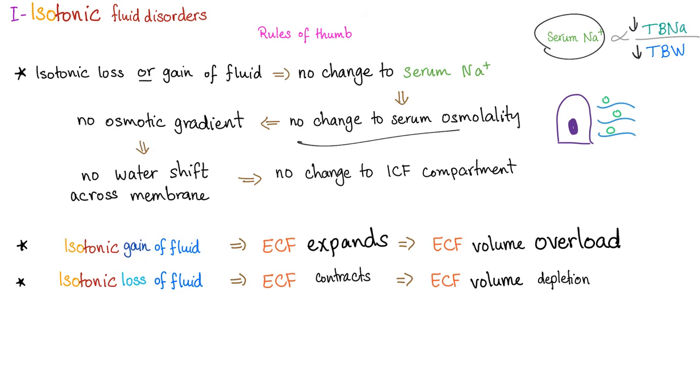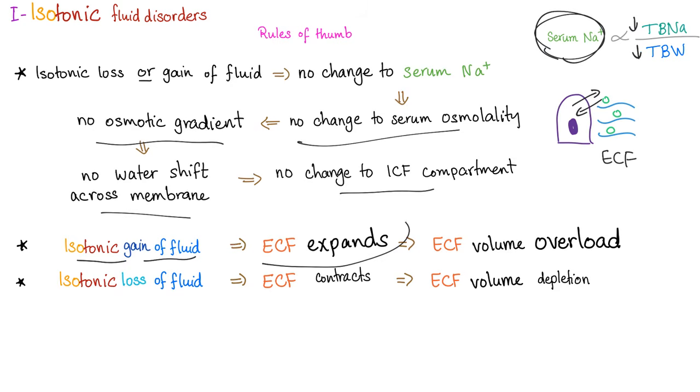So there is no change in serum osmolality because the main contributor to serum osmolality was serum sodium. If serum sodium is normal, there is no change in osmolality, so there is no osmotic gradient, there is no water shift, so there is no change in the ICF compartment. Water is not going to flow out or into the ICF compartment. Only the ECF, which is outside, is going to change. If you gain an isotonic fluid, ECF is going to expand, leading to symptoms of ECF volume overload.